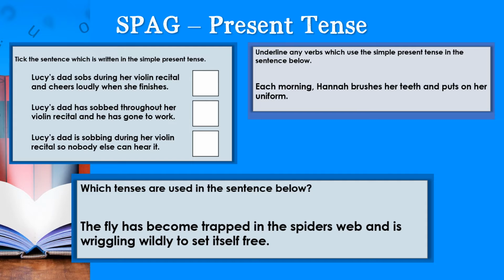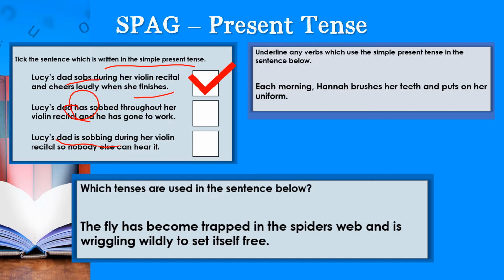Okay, so in this first question, we are being asked to look for the simple present tense. Remember, simple present, it's got an S at the end, so we need to be looking for a verb that has got S at the end of it. So have a look through those sentences. Which one has got S's on the end of the verbs? Yeah, that first one. So sobs and finishes. Remember, we've got an ES on finishes, but that's okay. The second one is has sobbed, so that is perfect. And is sobbing, he is continuing to sob, so that is continuous or progressive.